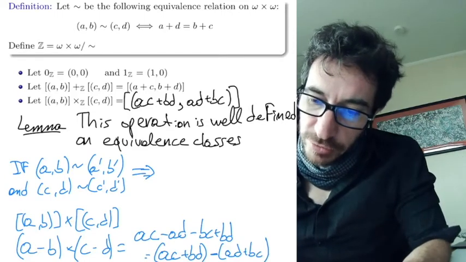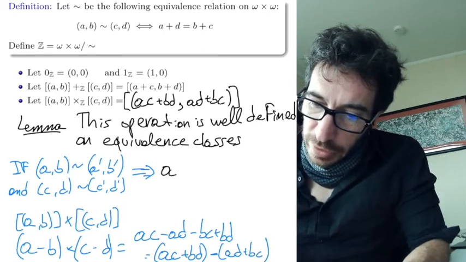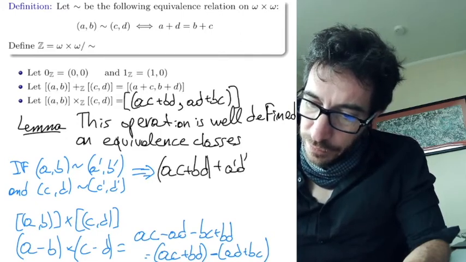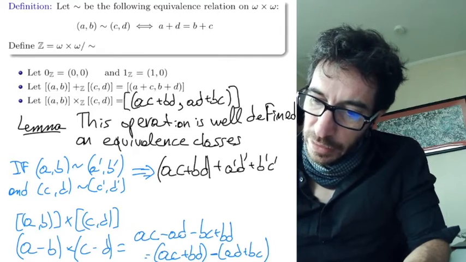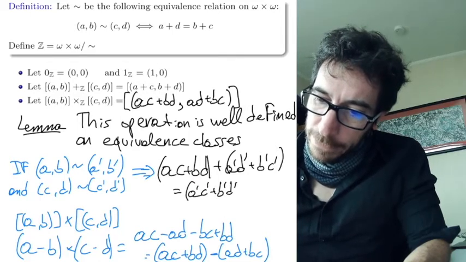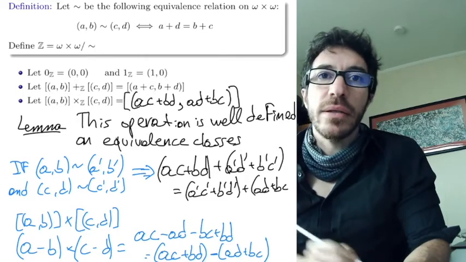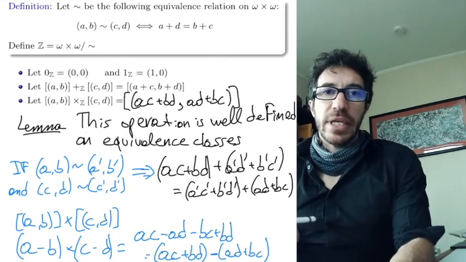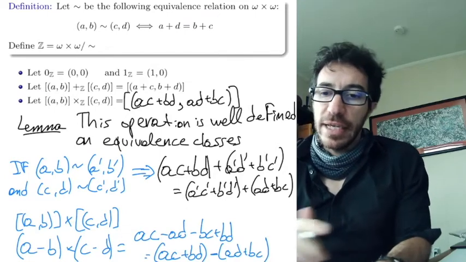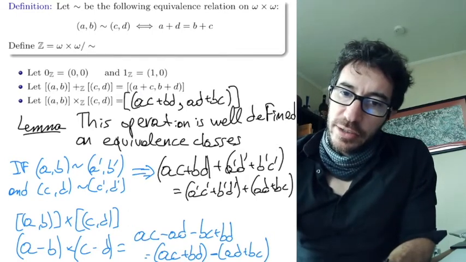Okay, so you need to get that AC plus BD plus A prime D prime plus B prime C prime is equal to A prime C prime plus B prime D prime plus AD plus BC. What I'm saying here is that the images are equivalent. And if you get that the images are equivalent, then you can define this on equivalence classes. And to check that's the case, well, I'm gonna let you guys try that one at home.